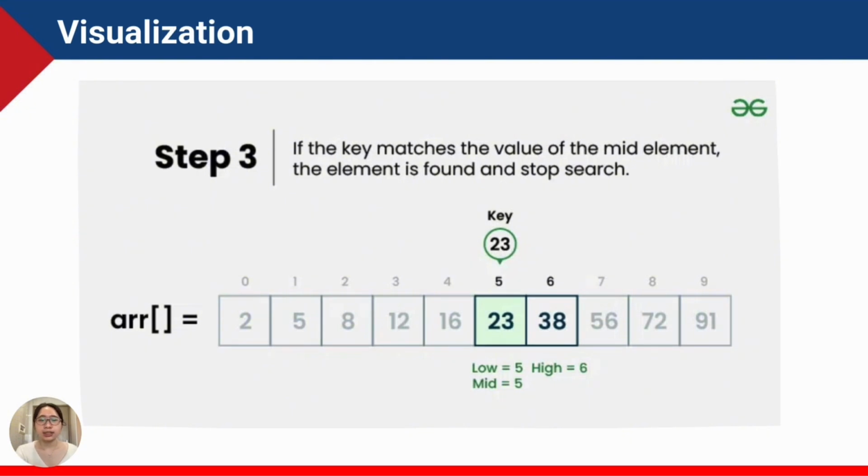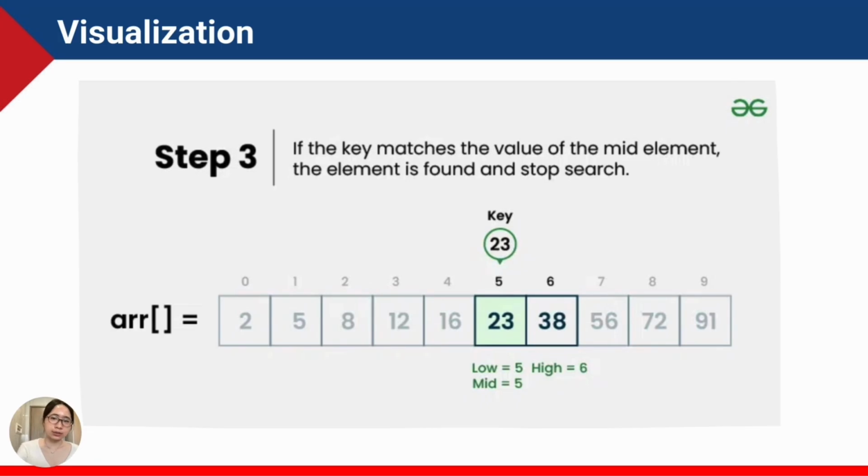Now the search range becomes low equal to 5 and high equal to 6. We compute the new middle, which is 5, and the value is 23, which exactly matches our key. Therefore, we have successfully found the target, and binary search stops here.